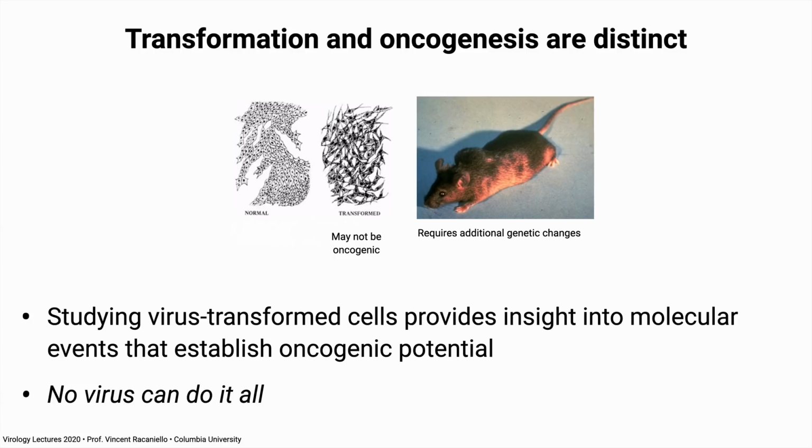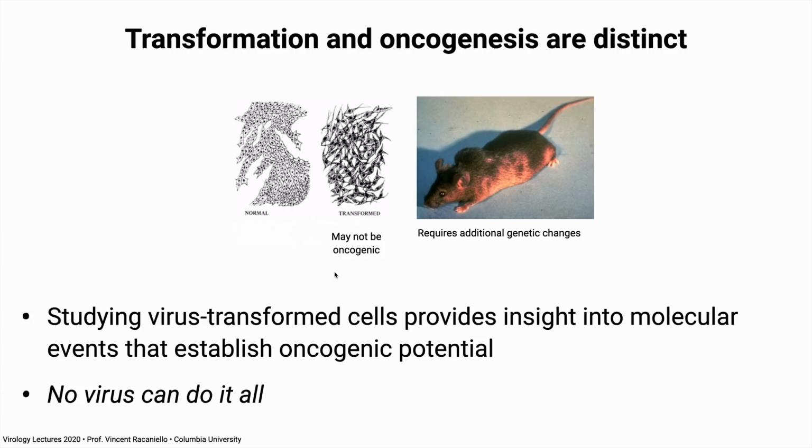Transformation is this property defined in cells and culture. Normal cells, transformed cells, we talked about the different properties. The transformed cell may or may not be oncogenic. You could take these transformed cells and inject them into a mouse without an immune system, a nude mouse, for example. It may or may not form a tumor. This tumor formation requires additional genetic changes from the ones that are in the transformed cells. All right, transformation, oncogenesis are distinct.